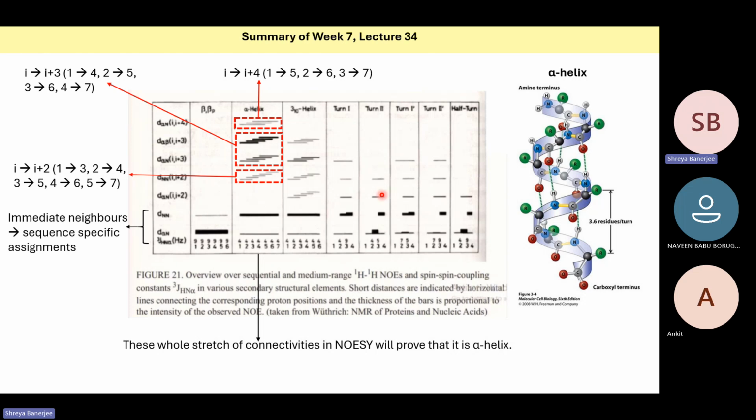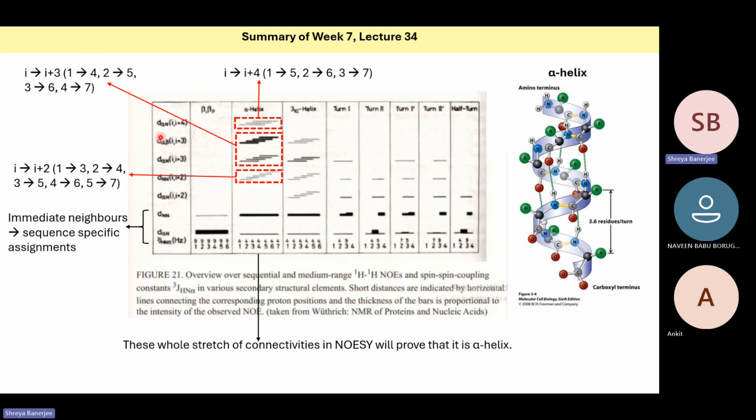Yeah, sorry, I think the voice was muted. So basically, what I was saying is that in a 7 residue helix, you will find 3 i to i+4 interactions. You will have 1 to 5, 2 to 6, and 3 to 7. That is what's shown here. Then if it's i+3 interaction, you will find 4 i to i+3 interactions: 1 to 4, 2 to 5, 3 to 6, and 4 to 7.